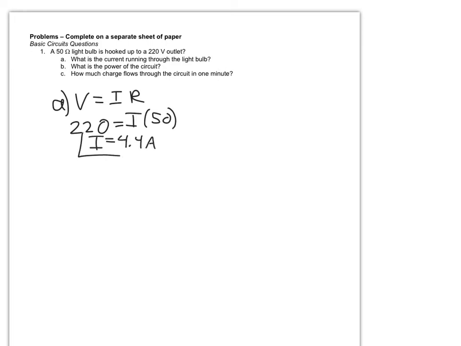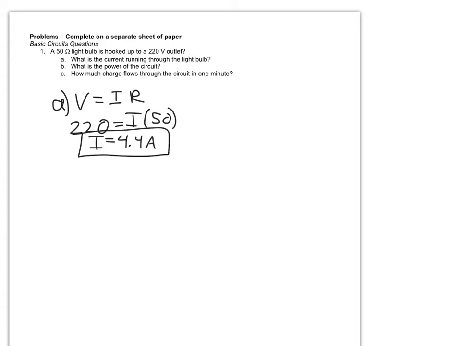All right, let's go ahead and work through these practice problems here, starting with a few basic circuits questions. So we have a 50 ohm light bulb connected to a 220 volt outlet. We first want to know the current running through that circuit. So we're going to go to Ohm's law, V equals IR. So 220 is going to be equal to our current here times 50. And we find that our current running through the circuit is going to be 4.4 amps.